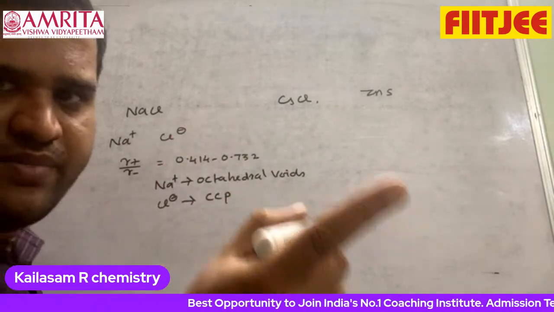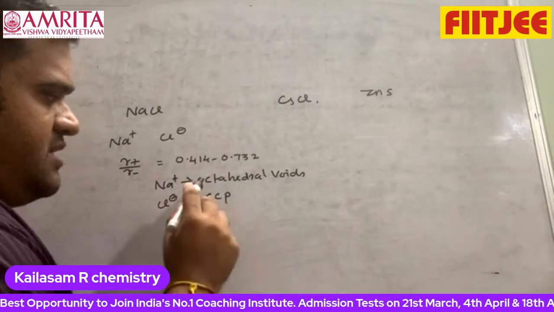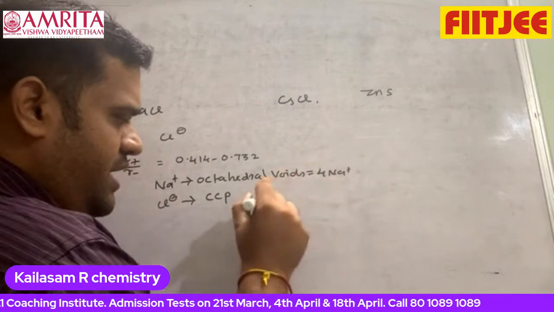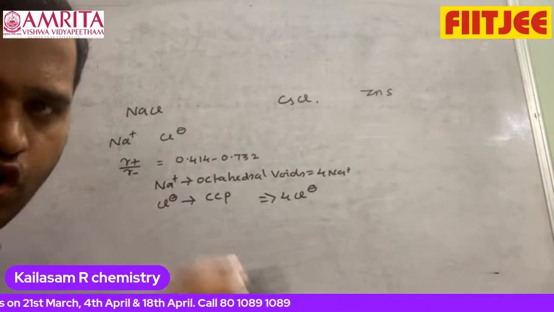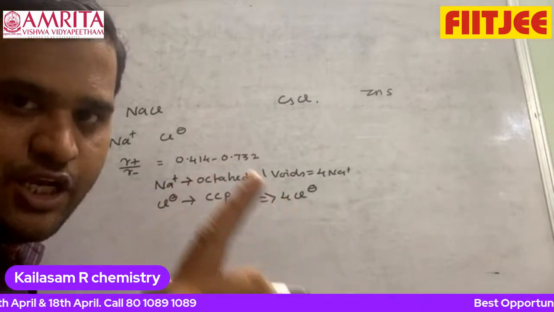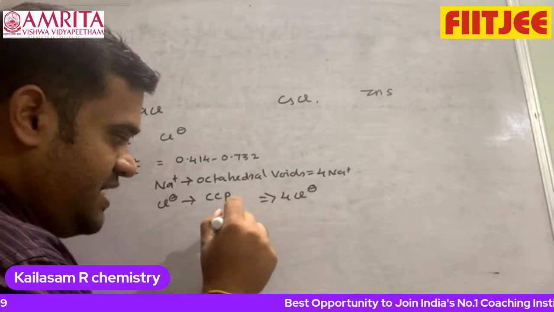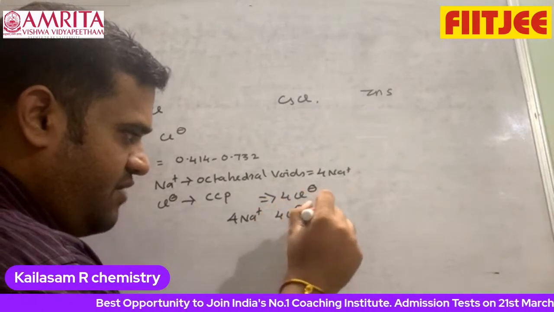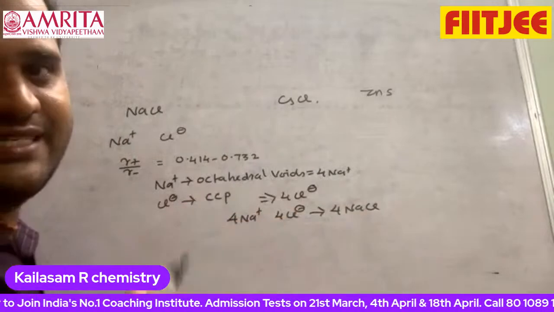CCP pattern means what? They occupy corners as well as faces. That means here the number of Na plus is 4 and here 4 Cl minus. So the total number of NaCl units present per unit cell is what? 4. Therefore, I have 4 Na plus and 4 Cl minus, so 4 NaCl units present per unit cell.